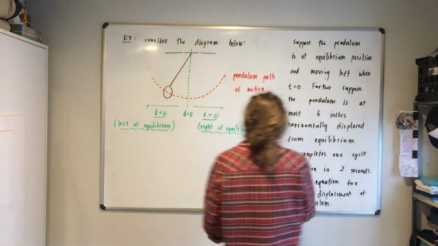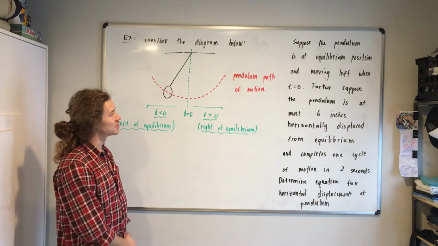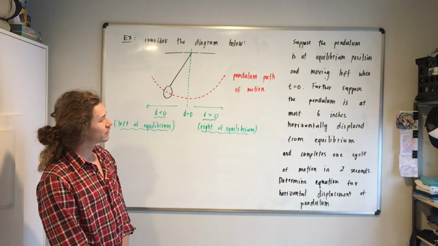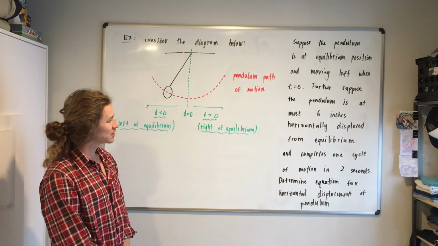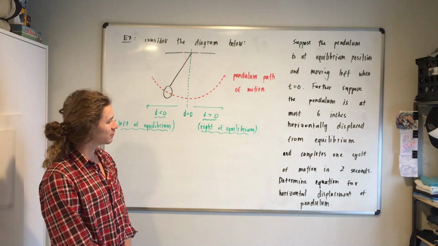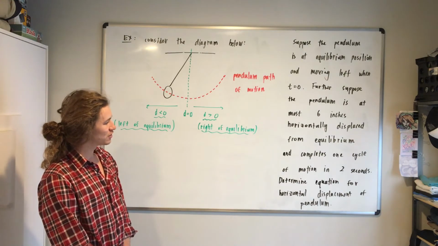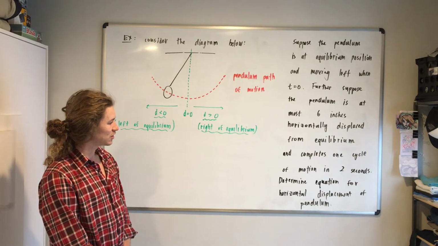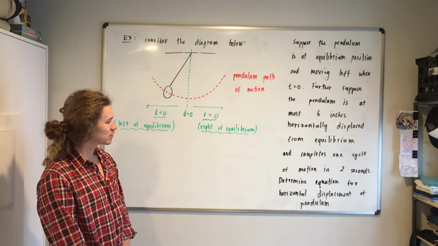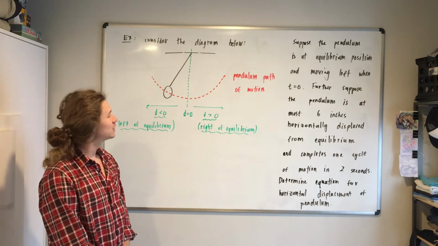So our question asks, suppose the pendulum is at equilibrium position and moving left when t equals 0. Further, suppose the pendulum is at most 6 inches horizontally displaced from equilibrium and completes one cycle of motion in 2 seconds. Determine the equation for horizontal displacement of the pendulum.